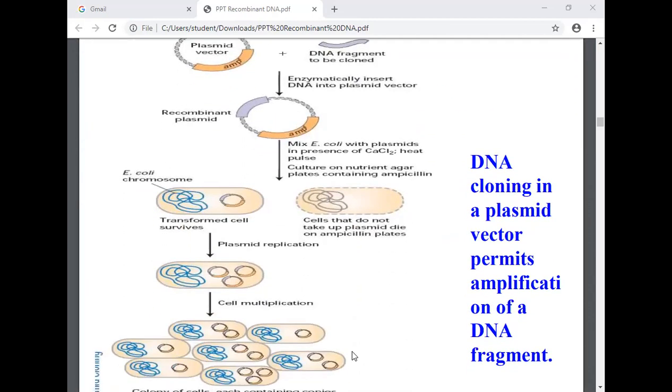This is just a DNA gene type. DNA cloning in a... who is talking? What did you say? Sir.